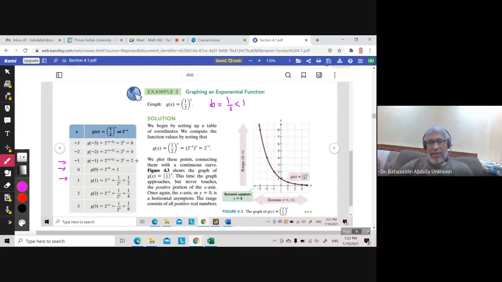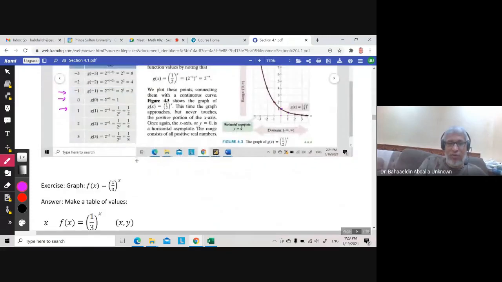The domain again is all real numbers, the range again is from 0 to infinity, and again the line y equals 0 is a horizontal asymptote. So that's the graph of this function, half to the power x.